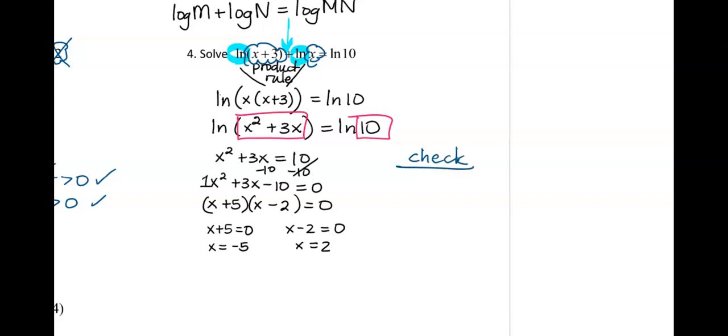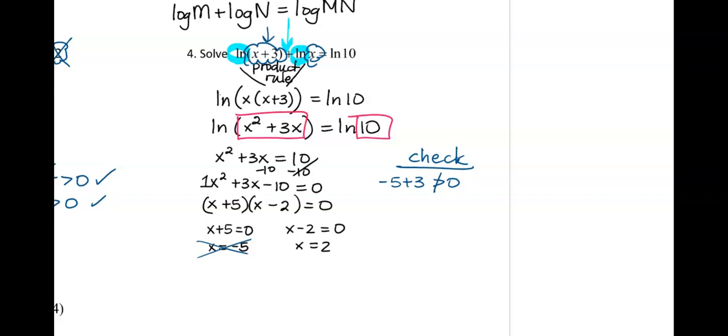So we're going to check the negative 5 solution. I'll start by plugging it into the x plus 3. Negative 5 plus 3 is negative 2, which is not greater than 0. And so this solution will not work. I don't even have to check in the other logarithm. If it doesn't work for one of them, then it's not going to work for either one of them.